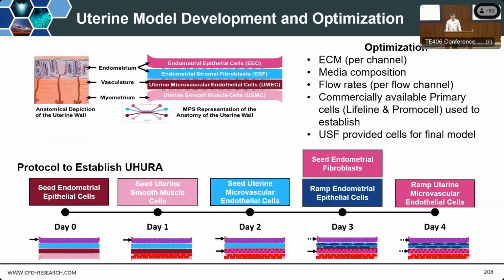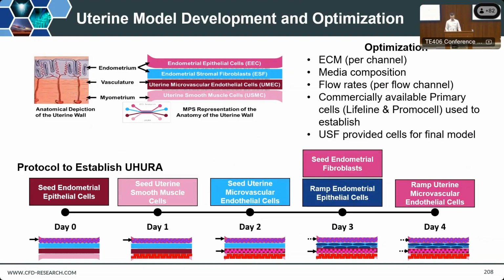To study this, we wanted to create something that we call Uhura, which is a microfluidic human uterus on a chip to study reproductive aging. And we wanted to adapt this model for long-term spaceflight.